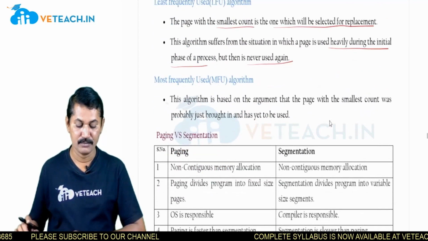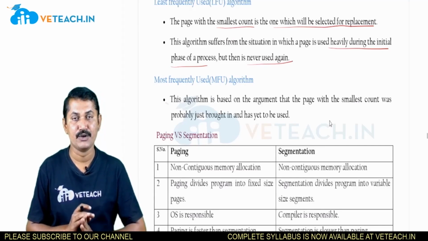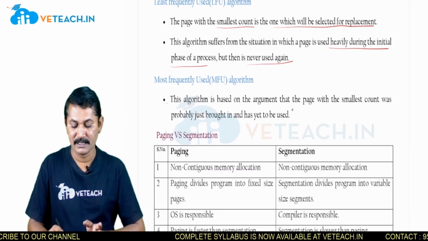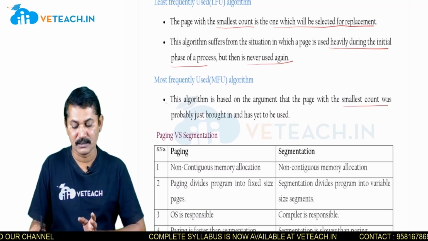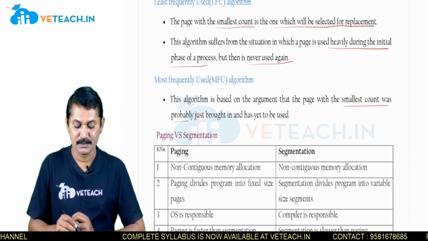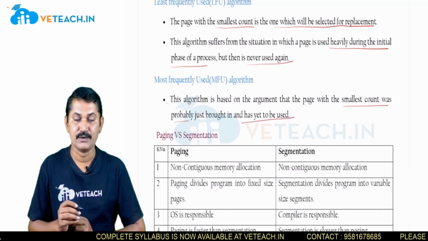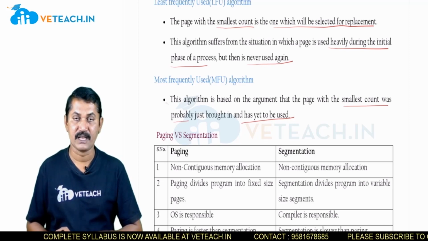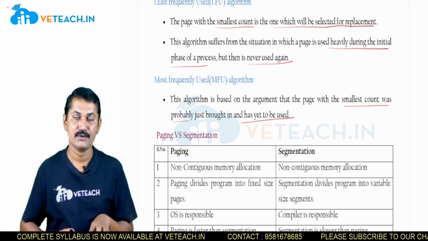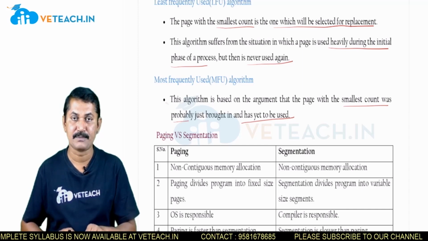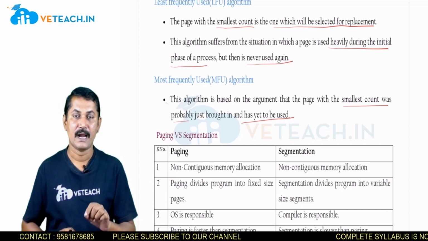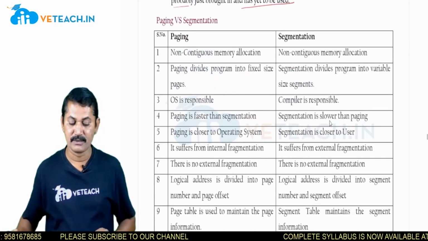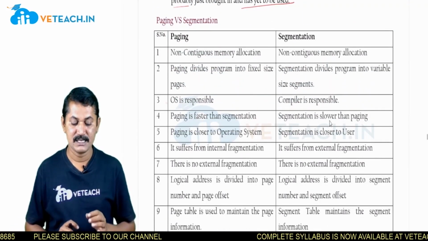Next one is MFU, that is the most frequently used page. This algorithm is based on the argument that the page with the smallest count was probably just brought in and has yet to be used. That means the main motto of this is most frequently used. That means the most frequently used page has to be kept in the memory and the least used one has to be replaced.